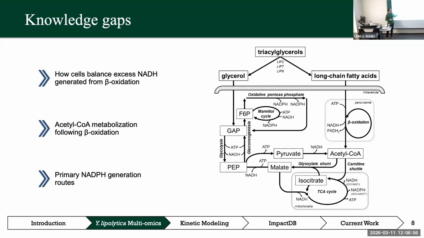It goes through beta oxidation in the peroxisome, and this generates large amounts of acetyl-CoA and NADH. So we want to know how those two components are processed after they're broken down, and how the NADH is converted into NADPH, which is needed for that mevalonate pathway.